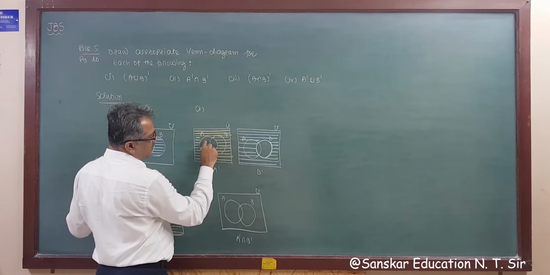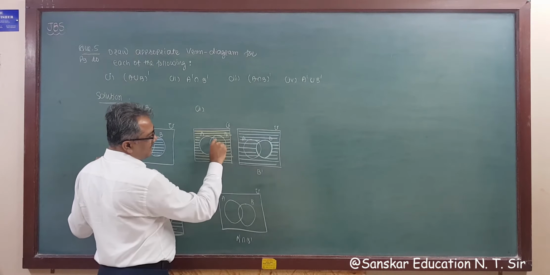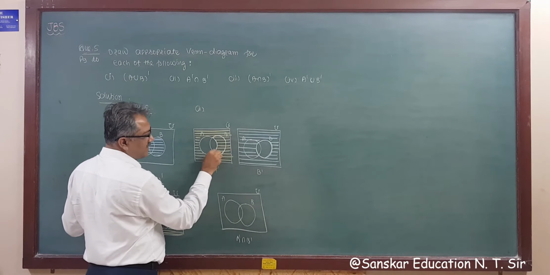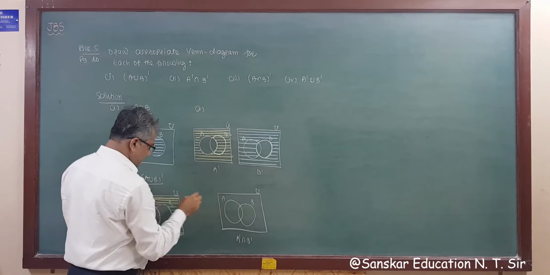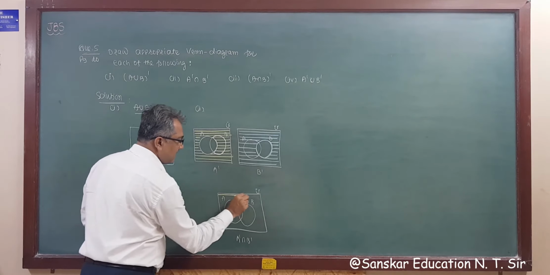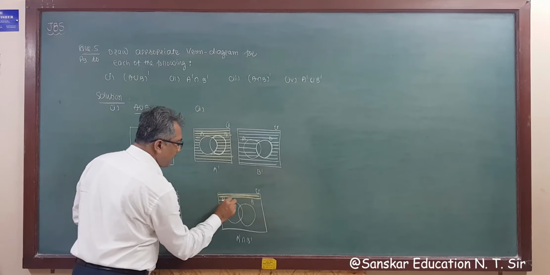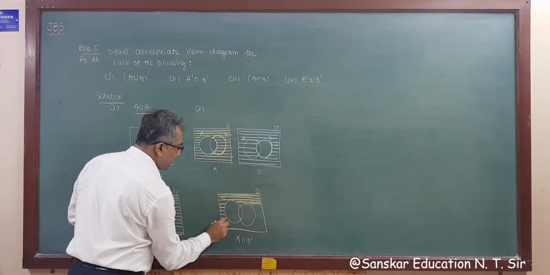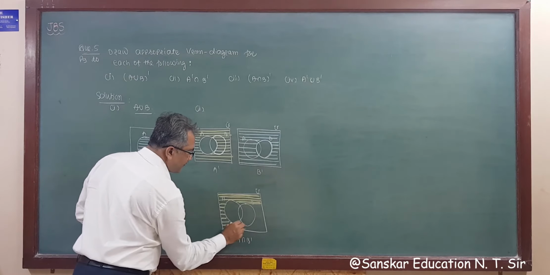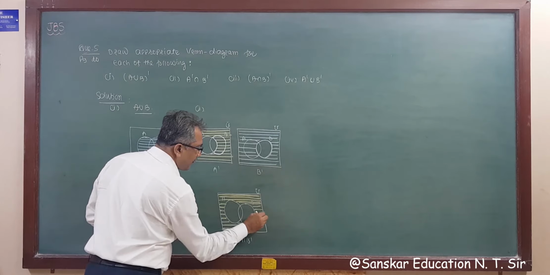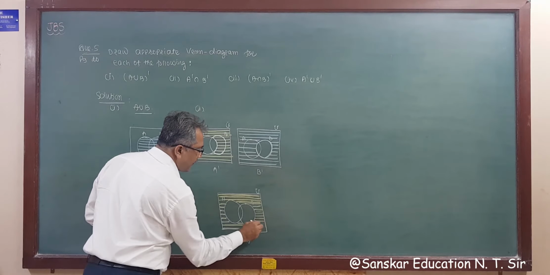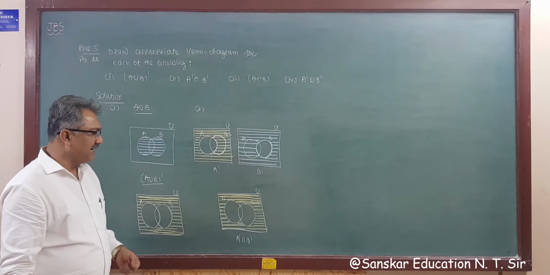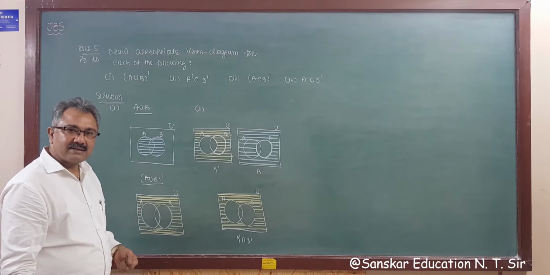See, this portion is not here but included here, while this portion is not included in this figure. So the common elements are this one. These are the common elements, which means this is the Venn diagram for A' ∩ B'.